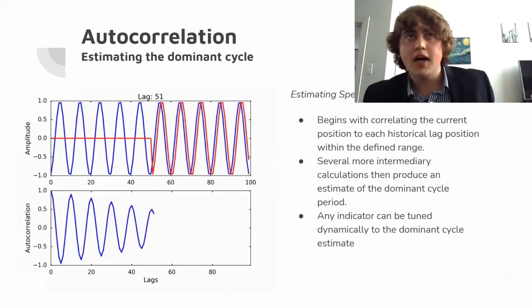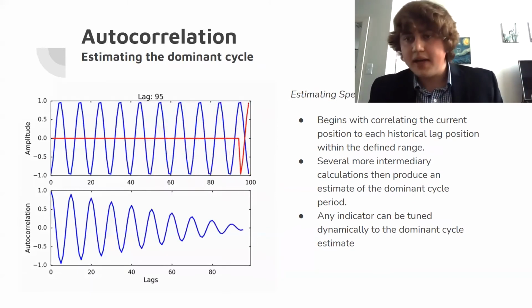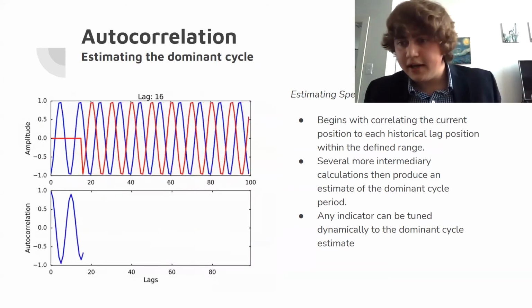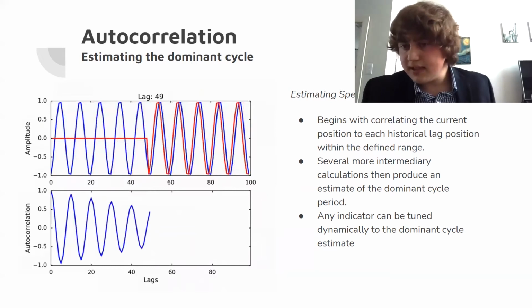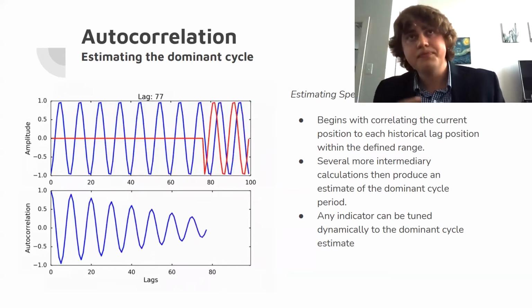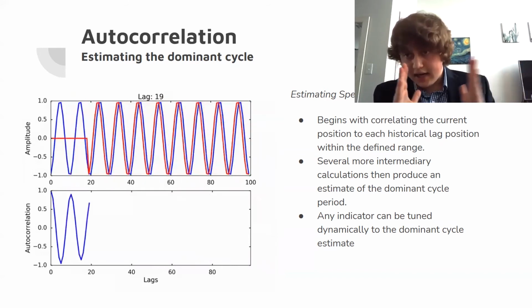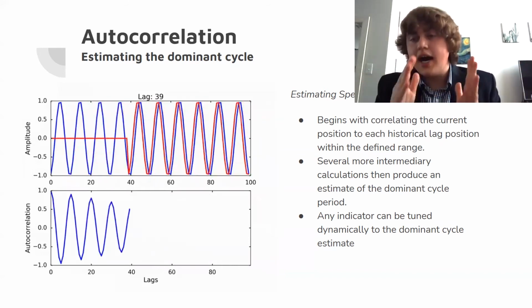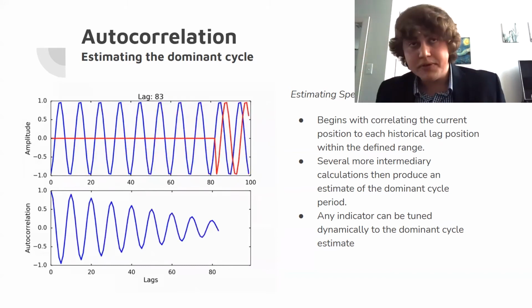So third, autocorrelation. This is, again, talking about the dynamic programming of indicators. Autocorrelation is one technique you can use to do this. So being able to essentially look back into the past and get an estimate of what kind of cycle period you actually should be using.